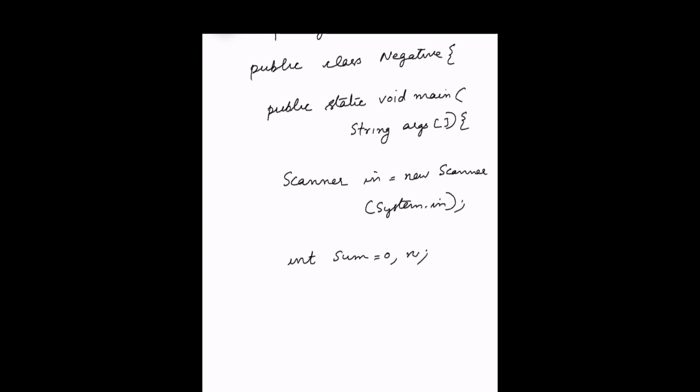Then I will write for (int i = 1; ...). See, how many numbers? 10 numbers, right? So I am making i a counter here, something to count. So i's initial value will be 1. And how many times should this for loop get executed? 10 times, right? Because I need to input 10 numbers. So i less than or equal to 10, and each time i should be incremented by 1, so I am writing i++.